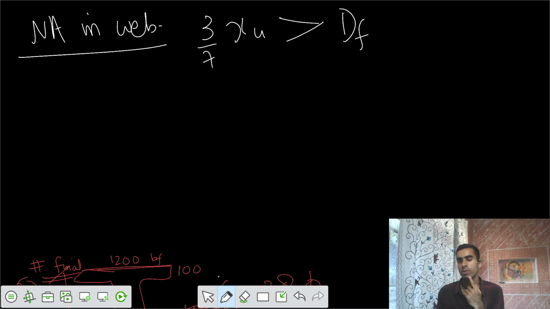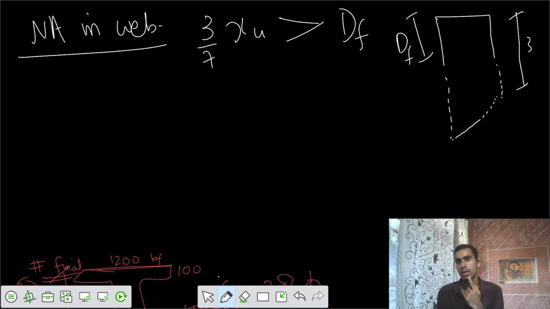That means if I solve corresponding to this condition, this is DF and 3 by 7 is up to this point. That means 3 by 7 of XU is more. Based on that, let's assume, and which of the calculations do we have to take?